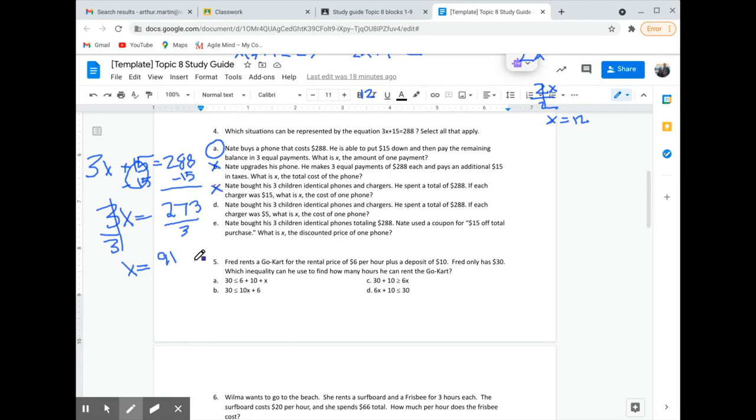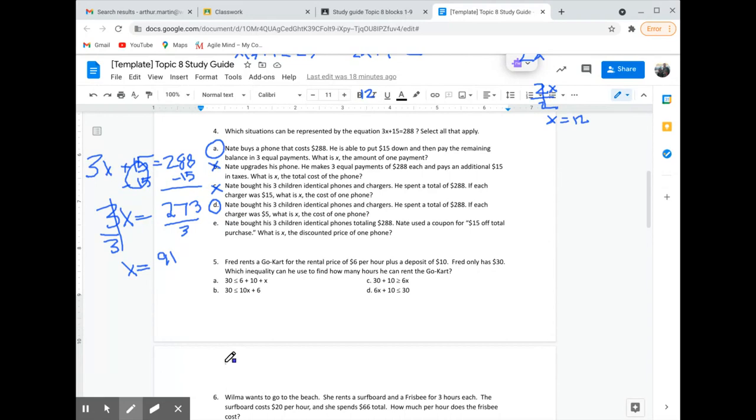All right, let's look at what Nate says the 4th time. He bought his 3 children 3 identical phones and chargers. He spent a total of $288. If each charger is $5, what is X, the cost of the phone? So if each charger is $5 and he only has 3 kids, how much money is that? It's $15. So if we subtracted $15 from $288, and then we broke it up into 3 for 3 children, would it still be $91? Yes. Yep, so that one works.